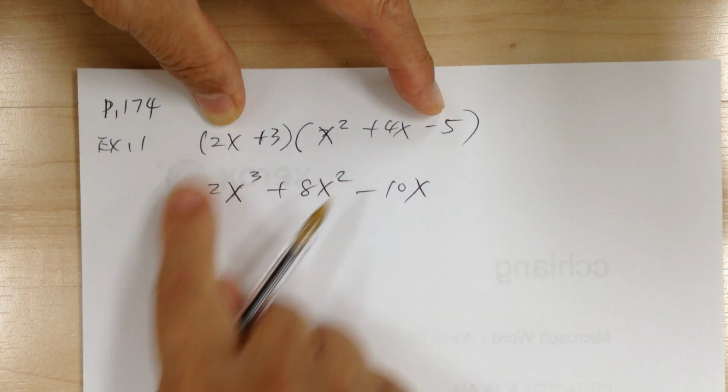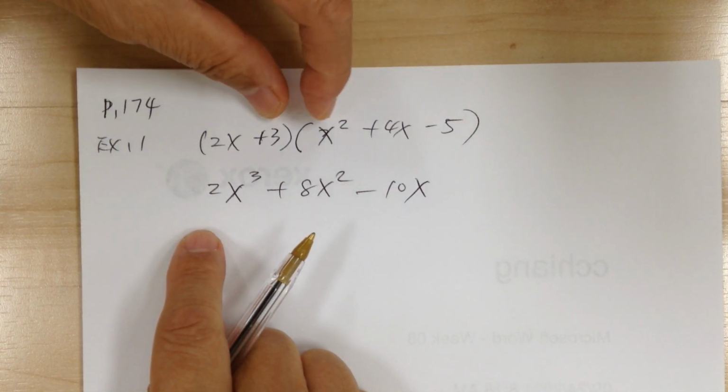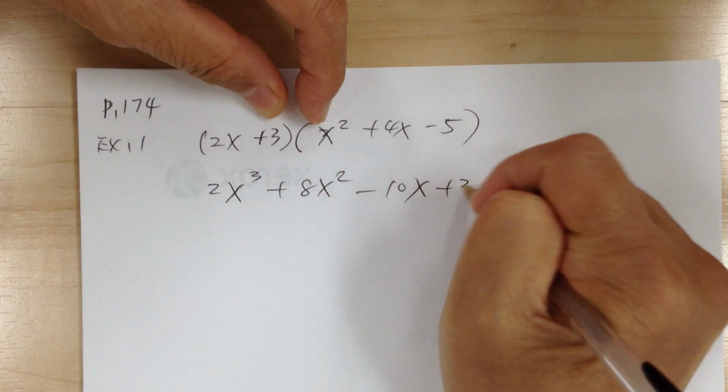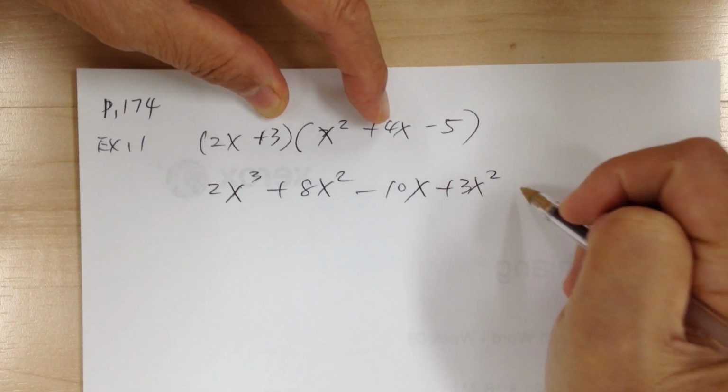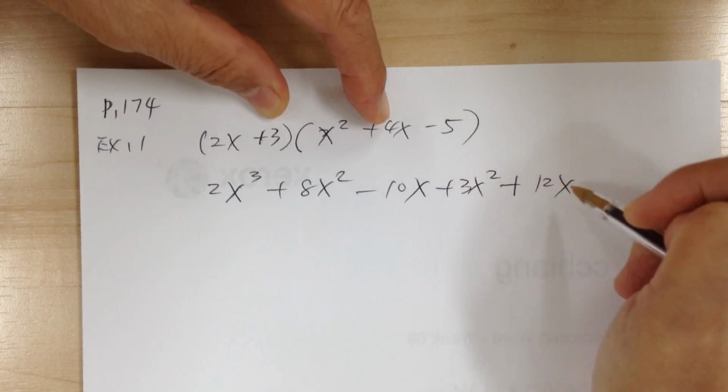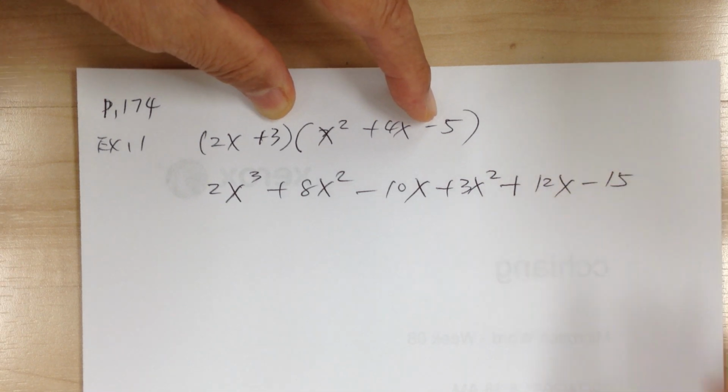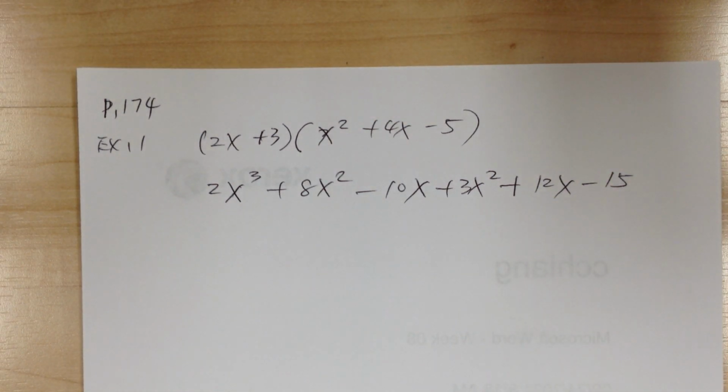When you're done with the first one, you go to the next one. So use the 3. Multiply, this would be plus 3x squared. Multiply, this one would be 12x. Multiply would be minus 15. Now, once you're done multiplying, then you have to combine the like terms.